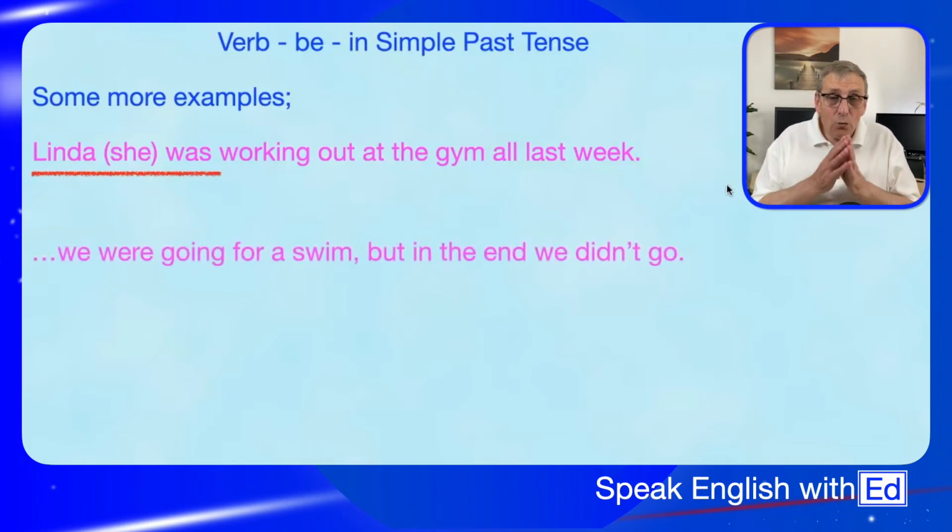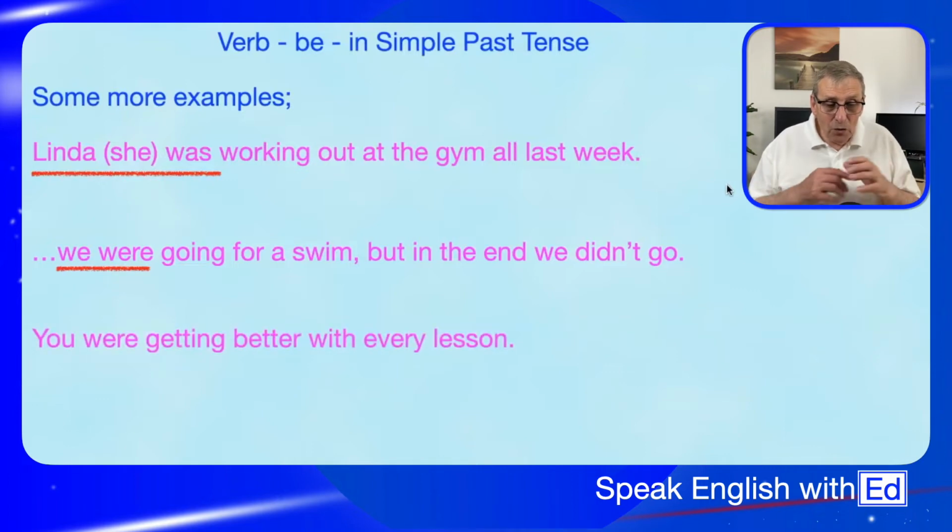Now, we were going for a swim, but in the end, we didn't go. Now here we've got plural, which is we and were. We were going for a swim, but in the end we didn't go. So we're using the plural verb to be here. We've changed it to were.